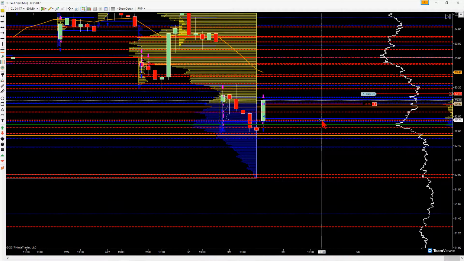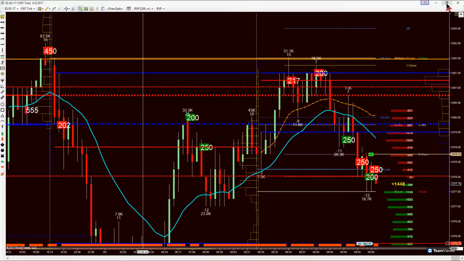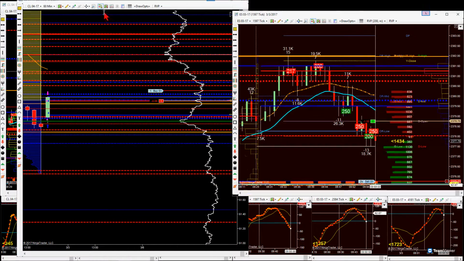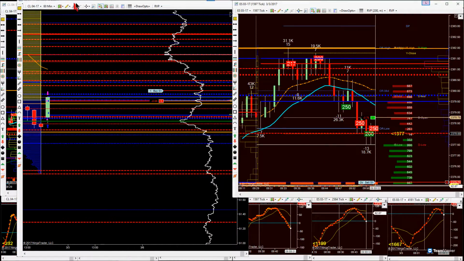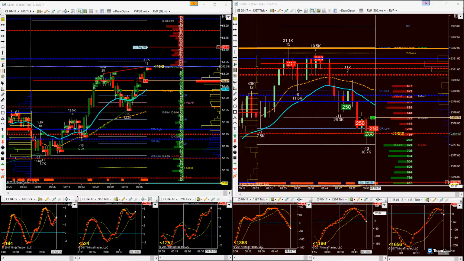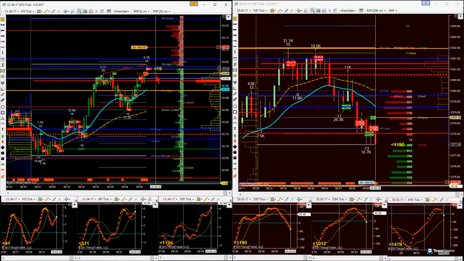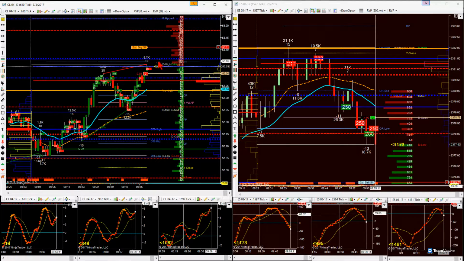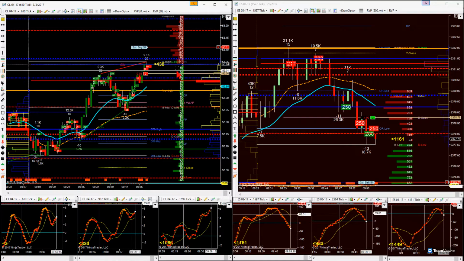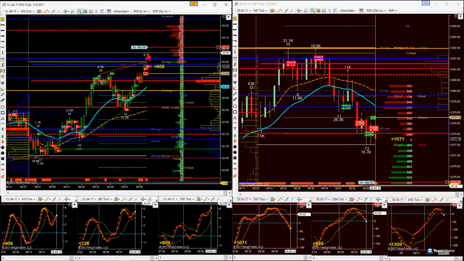Okay, and if we... I really want to get another contract on here. Hang on. I'm taking another short here, scaling in above this value area. That's why average entry is even.